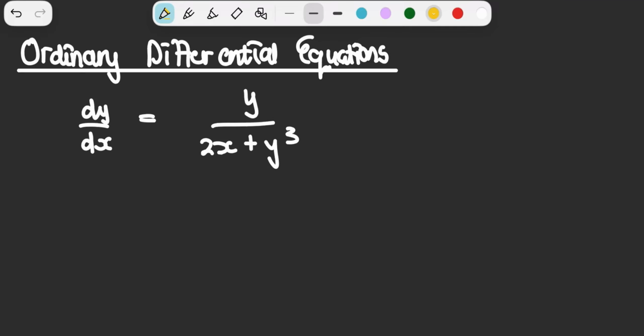What type of an ODE is this? Well, to answer that, we first need to understand what an ODE is, an ordinary differential equation, and then understand what the different types are before we can answer that question. So we're going to start there.